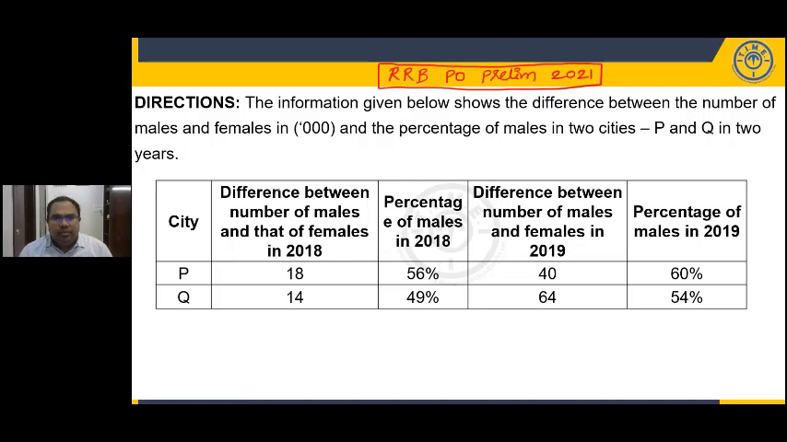Here I don't have males information, females information. I have the difference between males and females. Those are given in thousands. So obviously it is 18,000, it is 14,000, it is 40,000, it is 64,000.